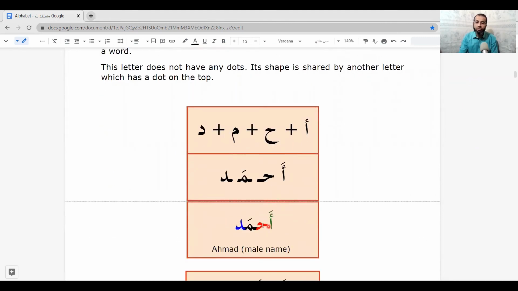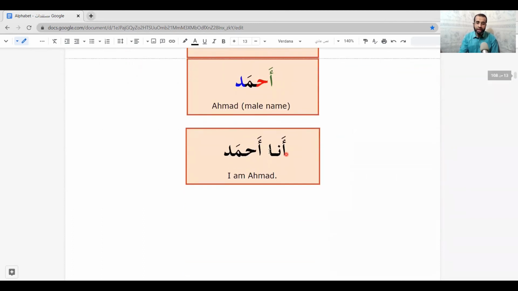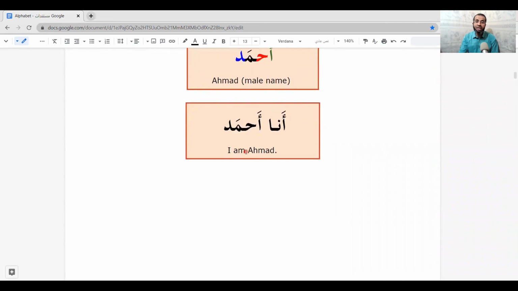Can you read now this word? It's composed of four letters: Alif, Ha, Mim, and Dal. A, H, M, D. Ahmad. Ahmad is a male name. Can you read this sentence? Which means I am Ahmad. أنا أحمد.